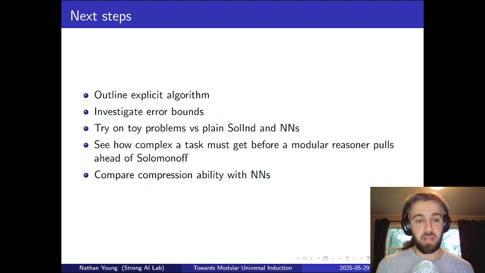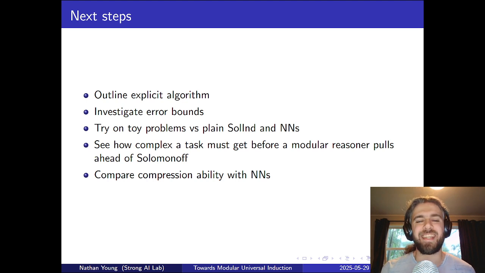So my next steps on this, obviously I need to outline an explicit algorithm to do that, and investigate what those improved error bounds look like, and indeed if they are improved. Try it on some toy problems versus plain Solomonoff induction and versus neural networks. See how much it beats either of them, or whether it beats either of them.